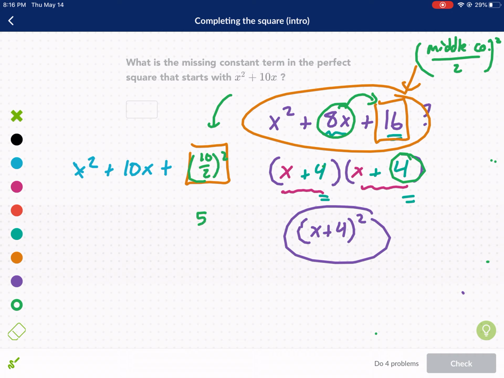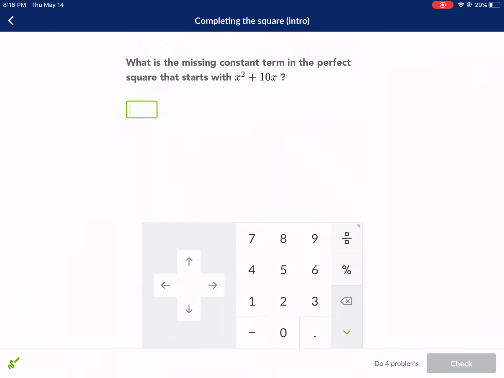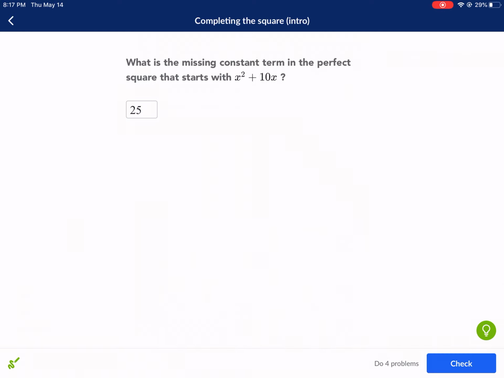Well, half of 10 is 5. 5 squared is 25. Why does this work? Well, x squared plus 10x plus 25. We can put that into two parentheses, and once we factor it, something times something gives us 25, but also adds up to 10. That's 5 and 5. See how that works? We got the same thing twice. It completed the square. 25 was the number we needed. So we're going to go ahead and type 25 in here.